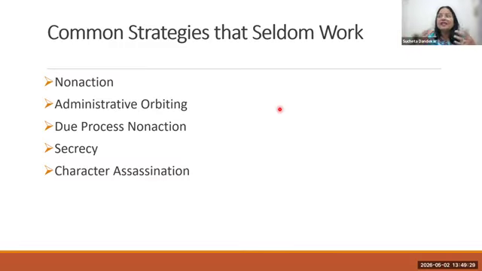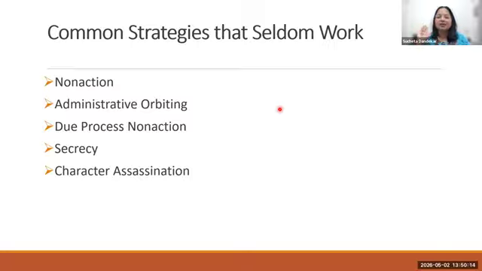One is non-action. There is a conflict, you know that something is brewing, and you just decide to ignore it and say, forget it, it hasn't come to me as yet. I'm sitting in this chair, and since no one has mentioned it to me, I have not even heard about it. There could be administrative orbiting. What do I mean by this? The administration just goes round and round in an orbit, not trying to tackle exactly what is happening. There could be a due process non-action, slowly moving into a non-action kind of zone. The other would be just maintaining secrecy.